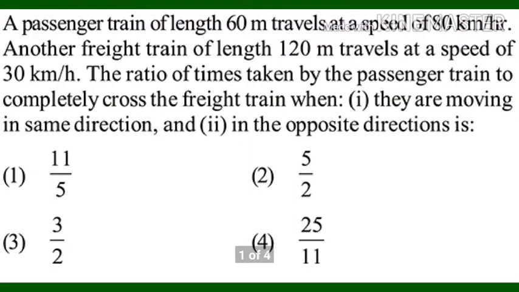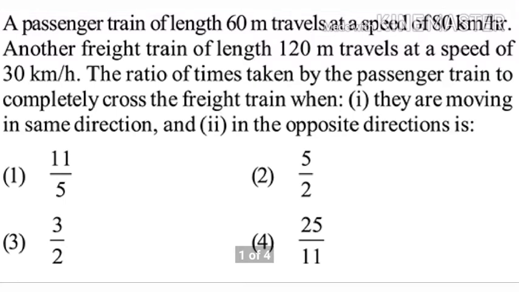Next question. A passenger train of length 60 meter travels at a speed of 80 km per hour. Another freight train of length 120 meter travels at a speed of 30 km per hour. The ratio of times taken by the passenger train to completely cross the freight train when first one they are moving in same direction and second in opposite directions is. The options are first one 11 by 5, second one 5 by 2, third one 3 by 2, fourth one 25 by 11.